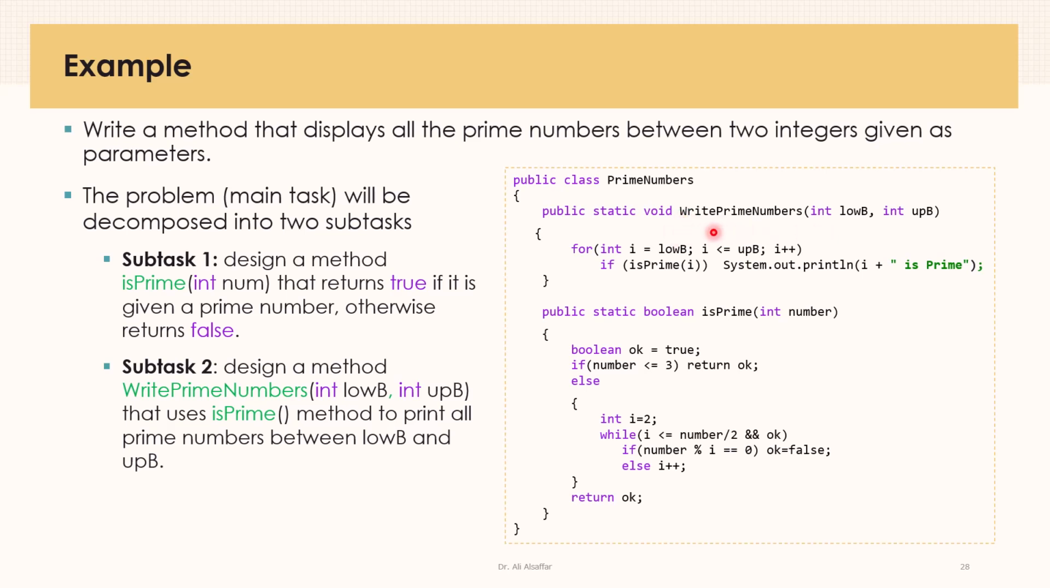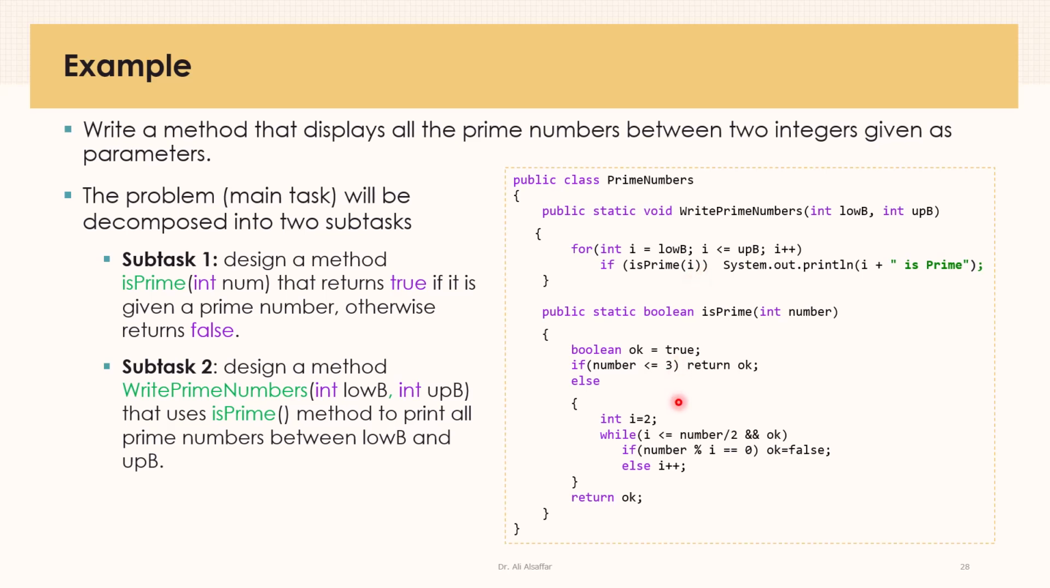For the writePrimeNumbers method, as mentioned here in subtask 2, it is using the method designed in subtask 1 called isPrime. So it has a loop that goes from lower bound to upper bound as input parameters, and in each iteration it supplies this number as input parameter to the isPrime method. The isPrime method in return will check the input parameter number. If it is a prime, it will return true, and writePrimeNumbers will display it on the screen. Otherwise, it will skip it.